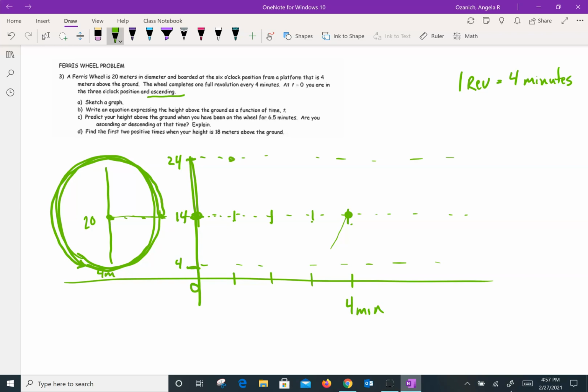And I know there's symmetry on this sine function. It's going to be 1, 2, 3. Pretty easy to divide 4 by 4, right? And down we go, and up we go.